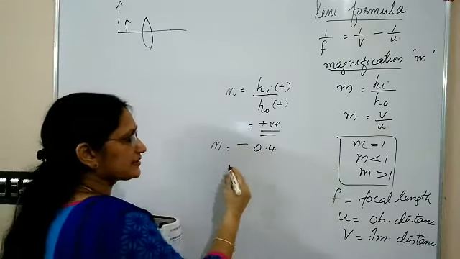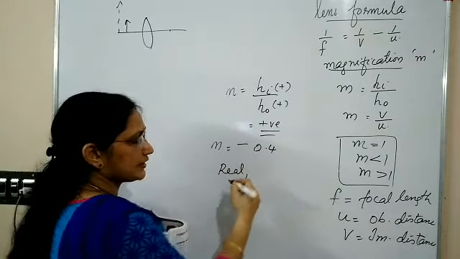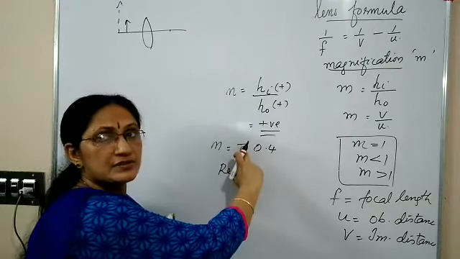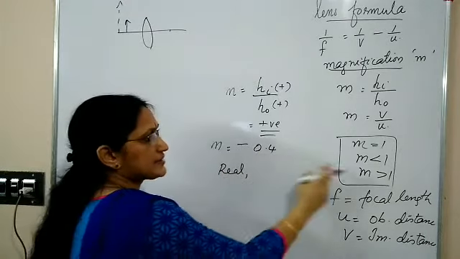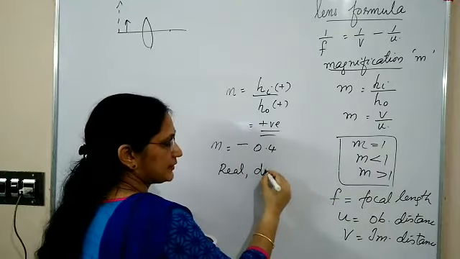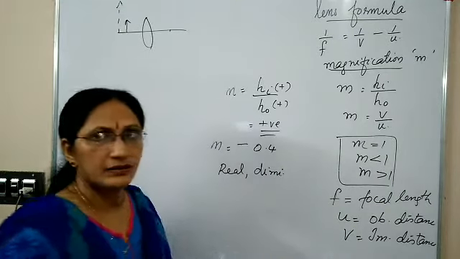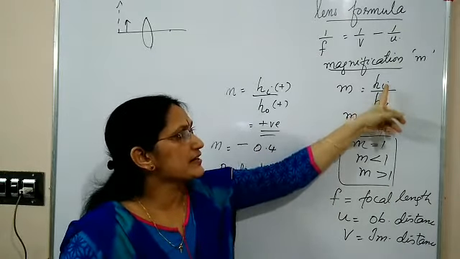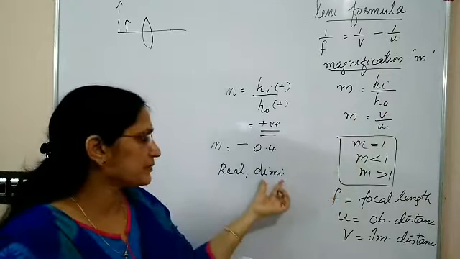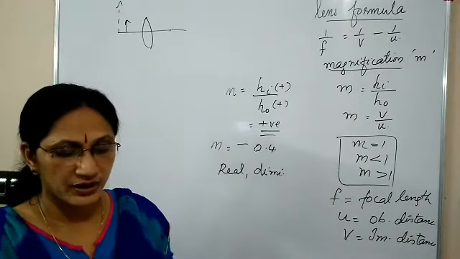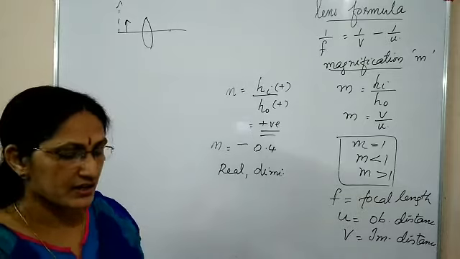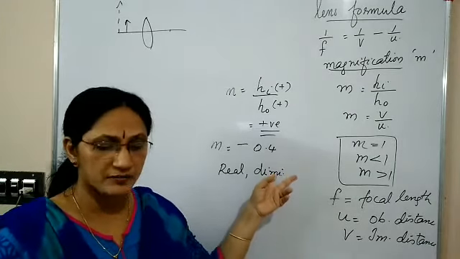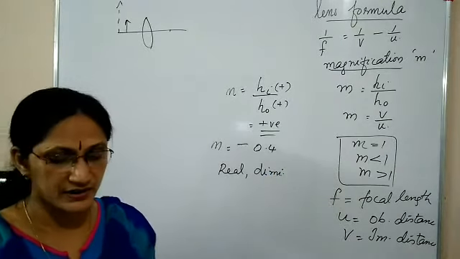This minus sign indicates that the image is a real image. M is negative means the image is real, and the magnitude of m being less than 1 means it is a diminished image. M less than 1 means the height of the image is less than the height of the object. That means a diminished image is formed. So the answer is the fourth one: image is real, diminished, and you know a real diminished image is possible only for a convex lens. So the fourth option is the correct option.